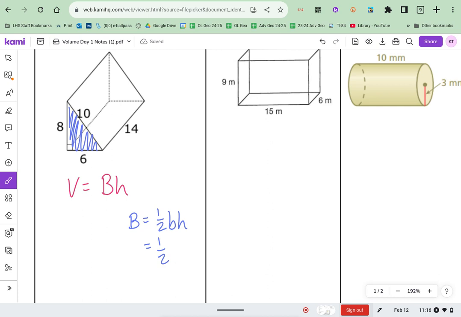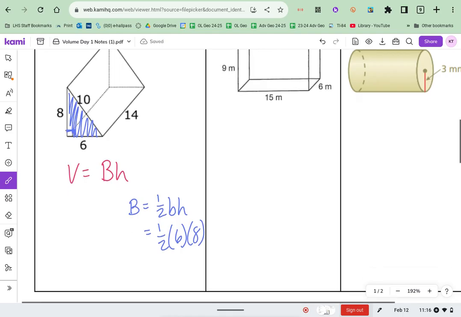The 6 and 8, because remember, base and height are perpendicular. Remember my song? Okay, so we're using 6 and 8 because that's the base and the height because they are perpendicular to each other. We know that because of that little right angle. So multiply those things together, and we get 24 for the capital B.